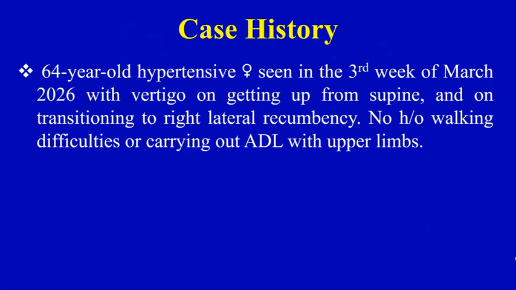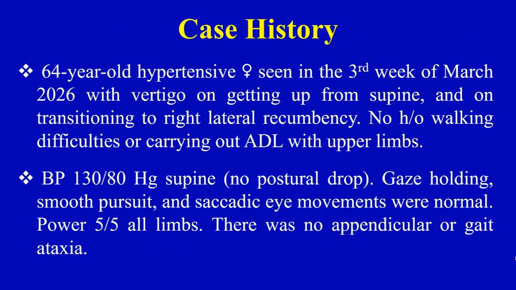This is a 64-year-old hypertensive female seen in the third week of March 2026 with vertigo on getting up from supine and on transitioning to right lateral recumbency. There was no history of walking difficulties or difficulty carrying out activities of daily living with the upper limbs. BP was 130 by 80 in the supine position with no postural drop at 1 and 3 minutes. Gaze holding, smooth pursuit, saccadic eye movements were normal. Power was 5 by 5 in all four limbs, and there was no appendicular or gait ataxia.